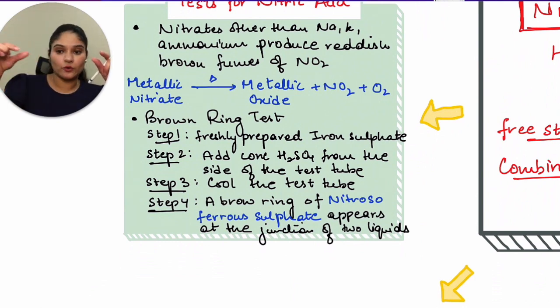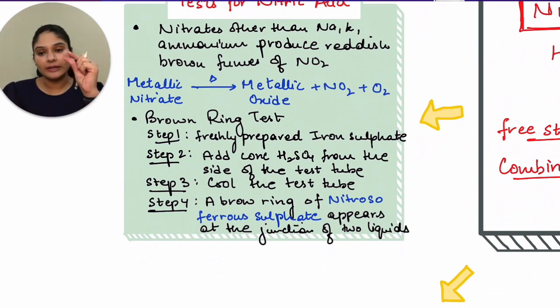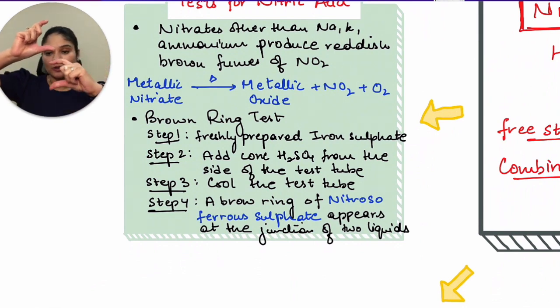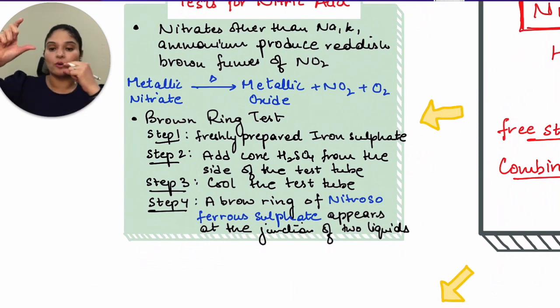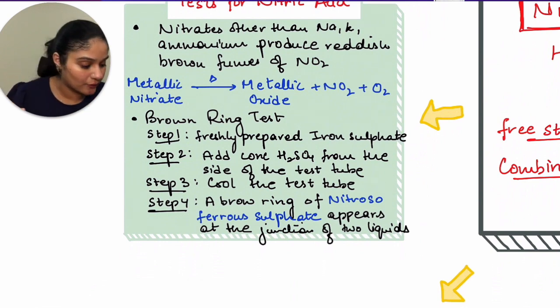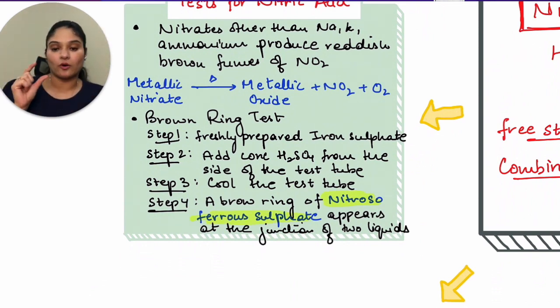You have to be very careful. You don't move it. You cool the test tube. When the test tube is cooled, a brown ring is formed at the junction of the two liquids. One part of the liquid will be up, a part at the bottom, and in the center you will see the brown ring being formed. This brown ring is formed of nitrosoferrous sulfate. You have to remember this: nitrosoferrous sulfate. What is the compound the brown ring is made up of? That is nitrosoferrous sulfate. So this is your brown ring test. This brown ring justifies the presence of nitrates.